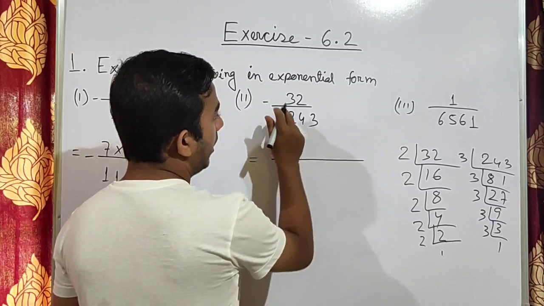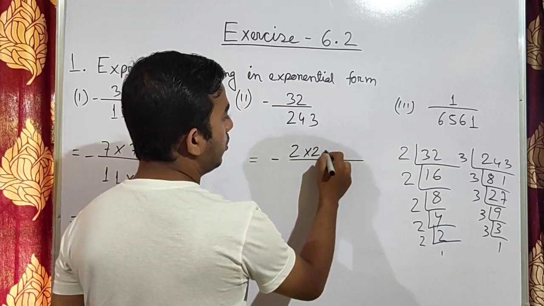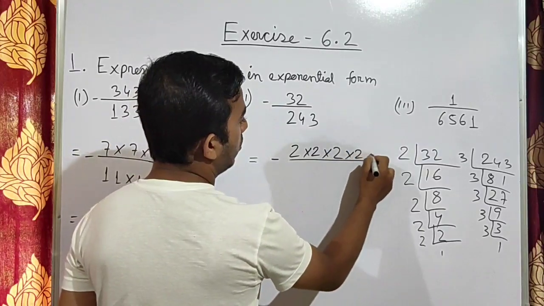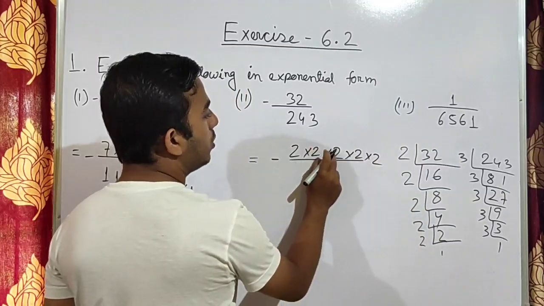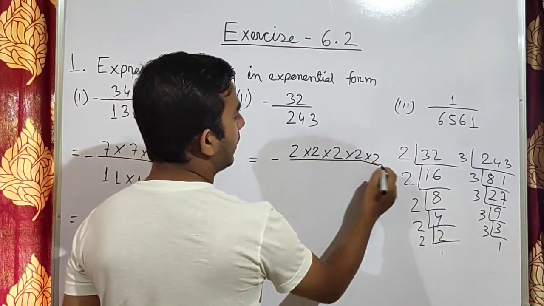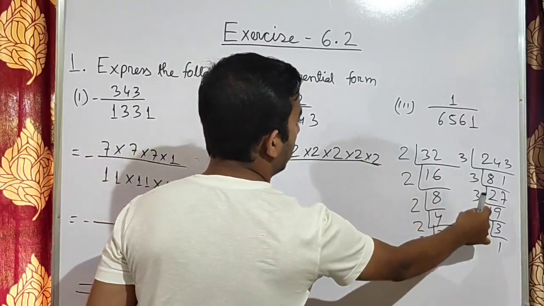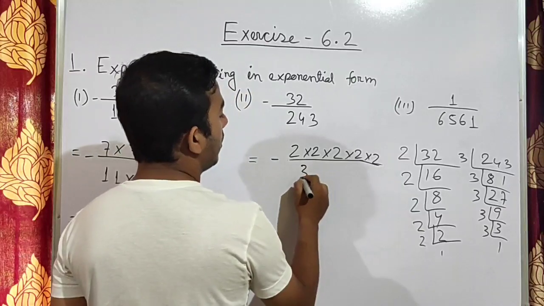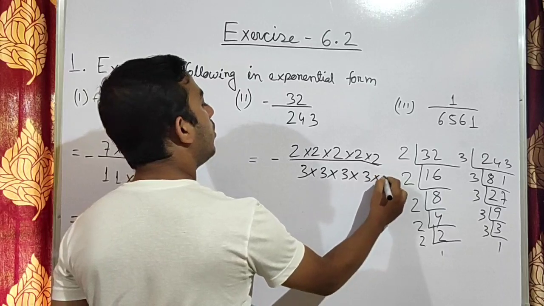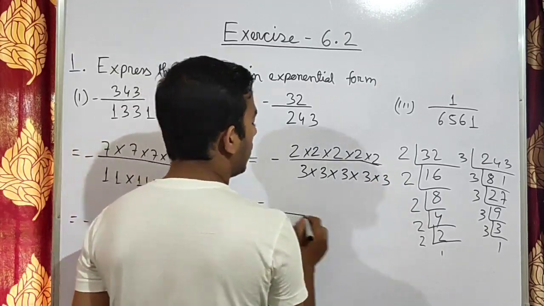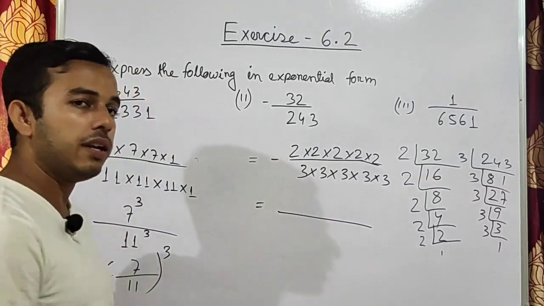this minus sign. Now 32 can be written in this form, isn't it? That is 2 into 2 into 2 into 2 into 2. 1, 2, 3, 4, 5. Clear? Okay. Now this 243 is also 5 times. 1, 2, 3, 4, 5. I hope you are getting right how to express. First thing we have to find out their factors and then it is very easy.